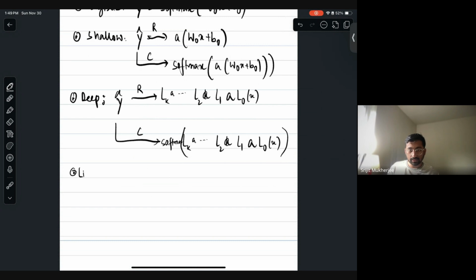Linear, logistic, and shallow are special cases of a deep neural network, DNN.